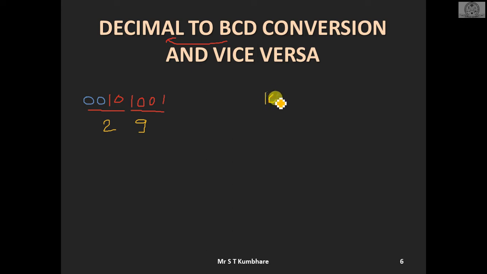Suppose if anyone gives you a number like 1011, you cannot convert this into decimal digits because 1011 is an invalid BCD. That's why this is not a valid BCD. So since this is invalid BCD code, we cannot convert it into decimals. I hope all of you got this. Let's go to the next one.